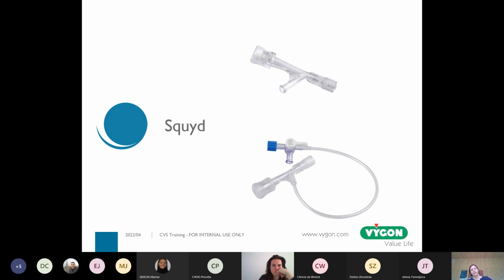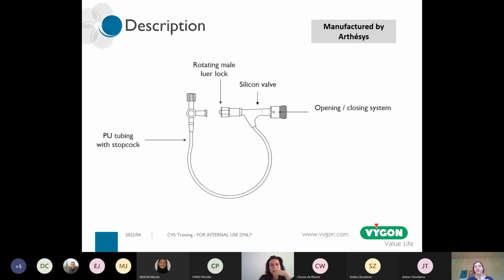Now let's follow with Squid. This is the second Y connector. It is very simple. This Y connector has a push-pull opening and closing system. And here you have the main access, you have the side access, and the tubing with the stopcock. This device is manufactured by Artesis.